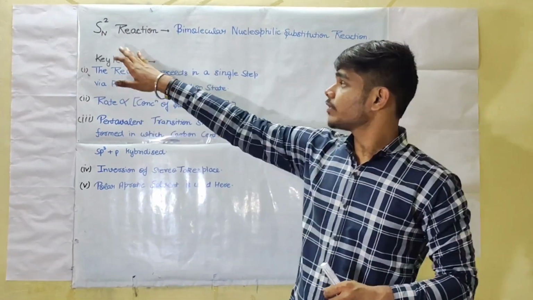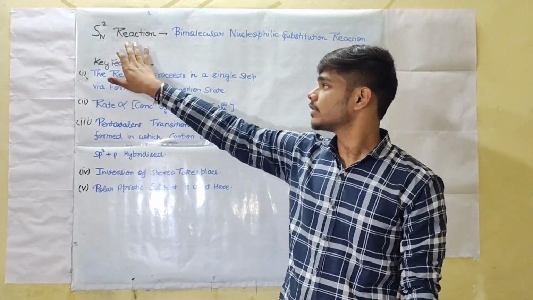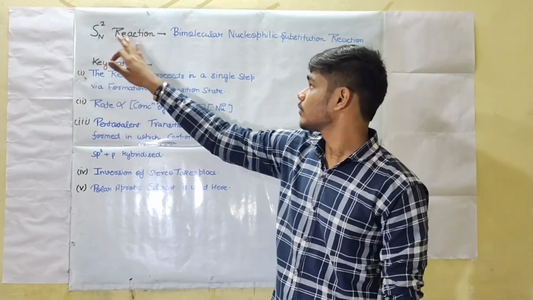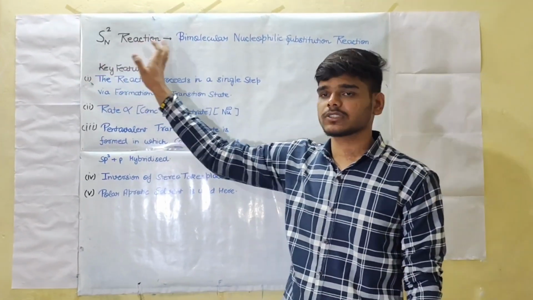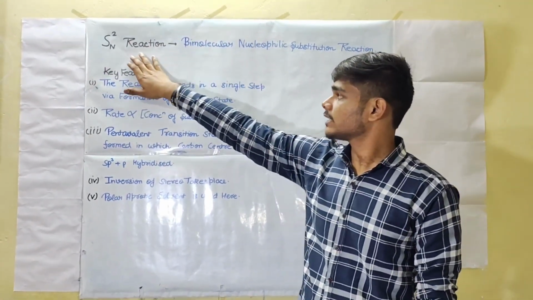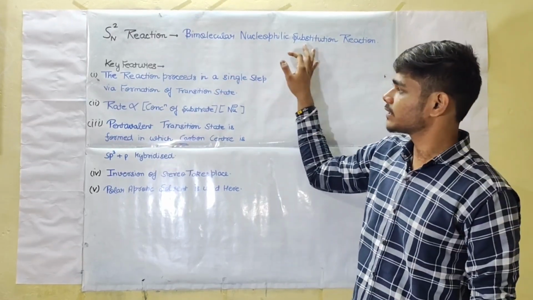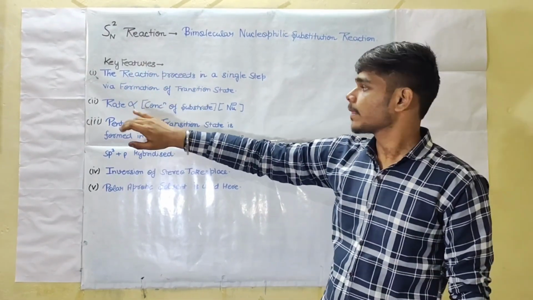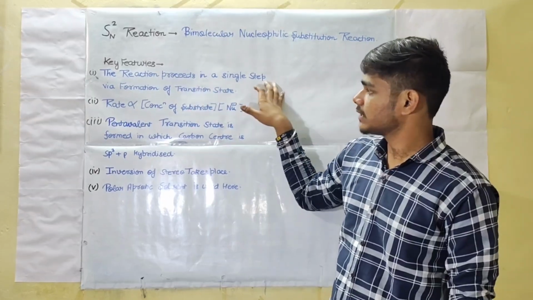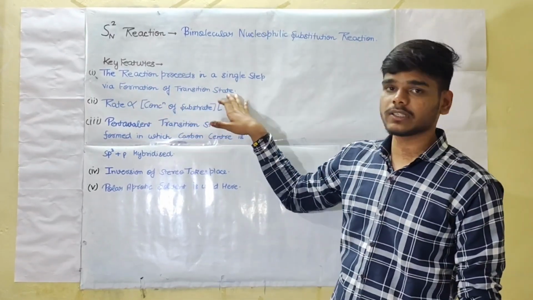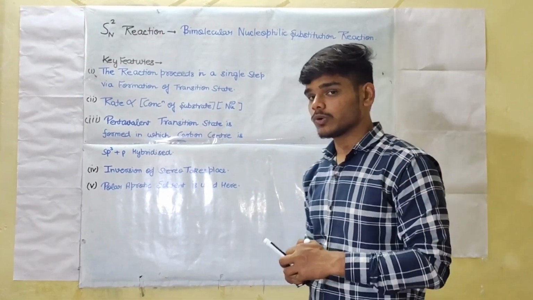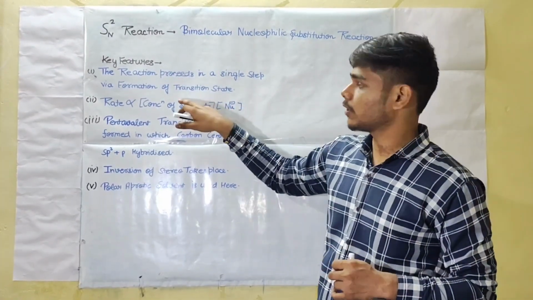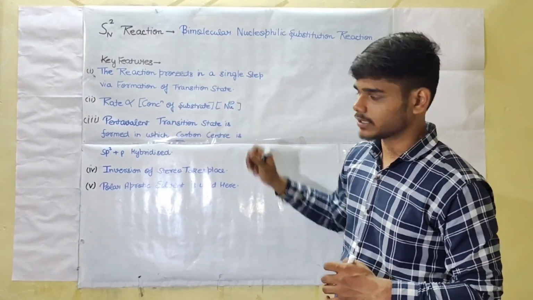Now we look at the SN2 reaction, in which 2 stands for bimolecular, N stands for nucleophilic, and S stands for substitution reaction. So SN2 is a bimolecular nucleophilic substitution reaction. Now we also look at its key features. The reaction proceeds in a single step via formation of a transition state. So we look at how the reaction proceeds in a single step via formation of the transition state.